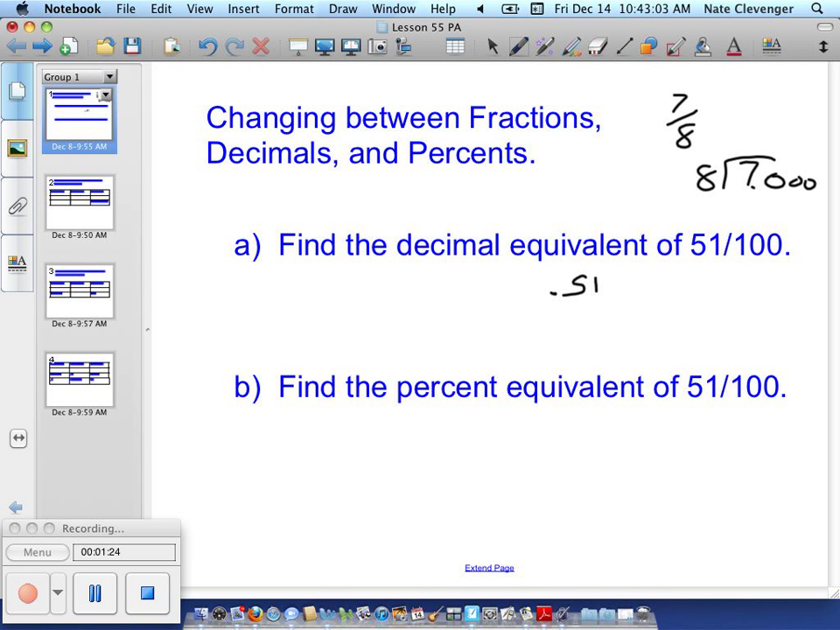Now the percent equivalent for 51 over 100, you could go the route of putting 51 divided by 100 to find 1%, which is the decimal value, and then taking it times 51. Or the shortcut for changing a decimal to a percent is just moving the decimal to the right 2 places. So that would become 51, and then you put the percent behind it. So 51 out of 100 is 51%.